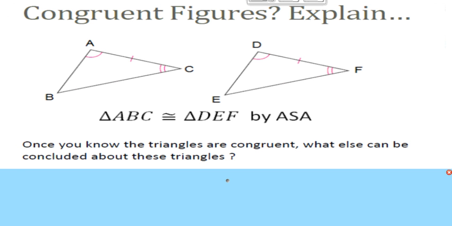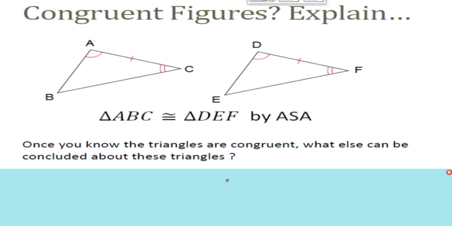All right, so today we're going to take a little spin on proving triangles congruent. We're going to take it one step further. So we can see in the diagram that the triangles are congruent by angle, side, angle. And we want to talk today about what else we can conclude when we know that the triangles are congruent. Once we prove the triangles are congruent, what else can we say?